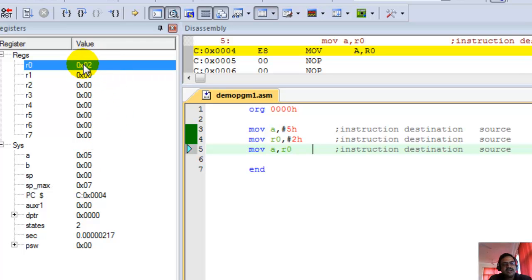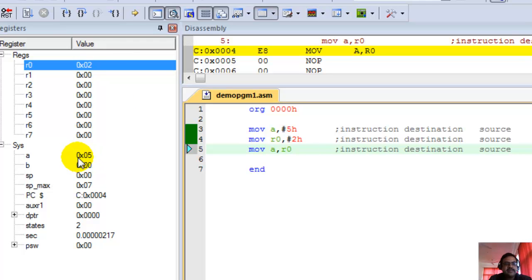So what is the value there that is there in R0? 2. So this 2 will be copied and pasted in the accumulator. When such a thing happens, what do you expect to see? This 5 will be erased, and finally 2 will be pasted here.